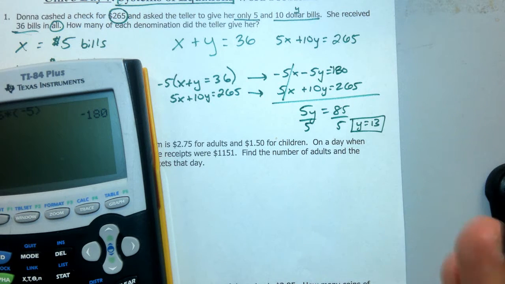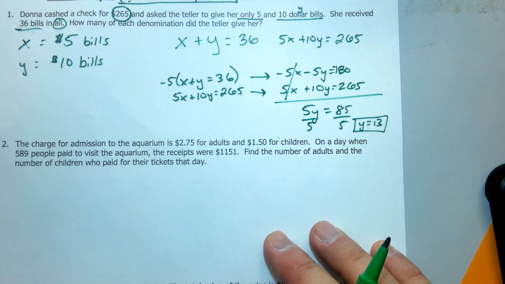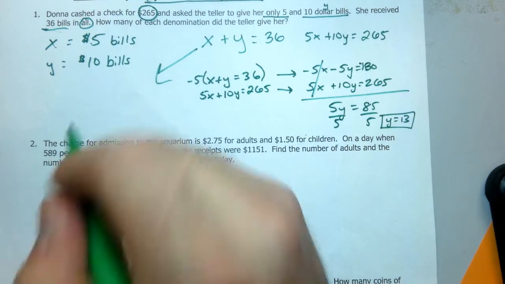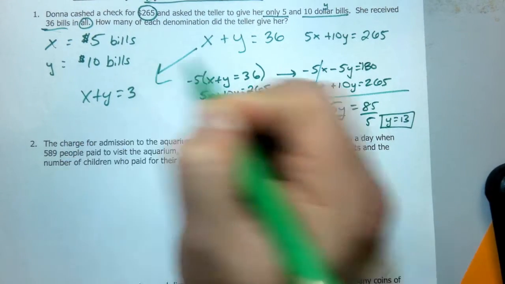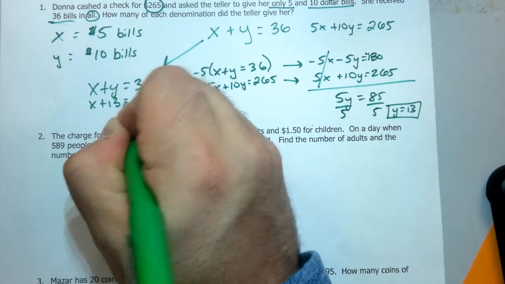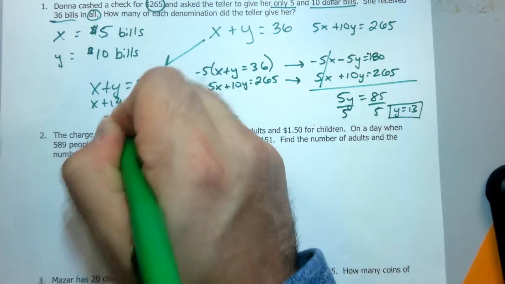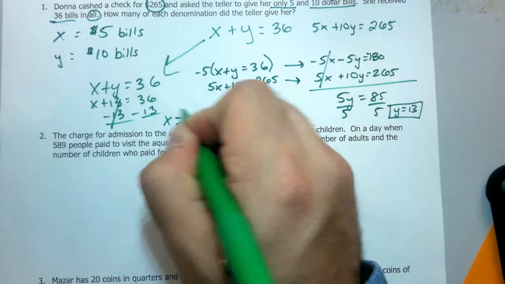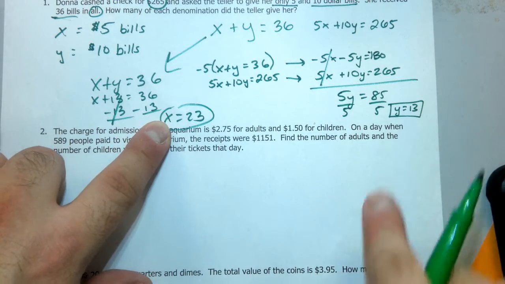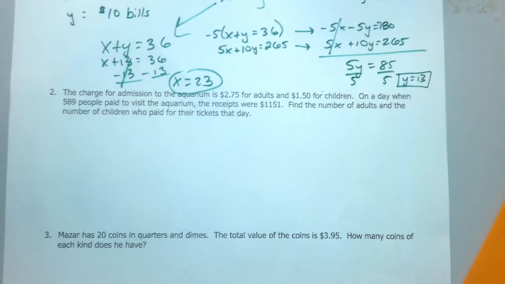So you're always looking to get two answers. There's an x and there's a y, so you found y. Now that I know y is 13, I'm going to go back to the equation x plus y equals 36. I know y is 13, so x plus 13 is 36. I'll subtract 13, and I'll get x equals 23. And that's my final answer: 23 $5 bills and 13 $10 bills. So let's do another one here.